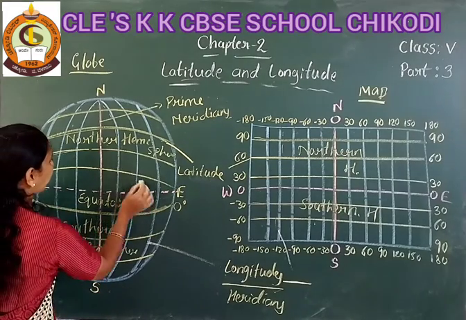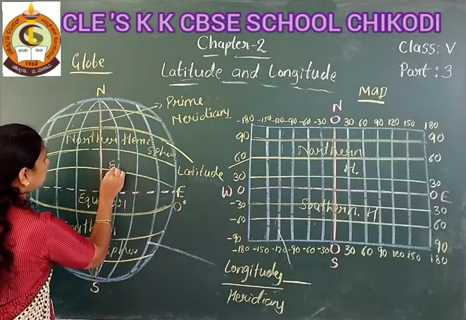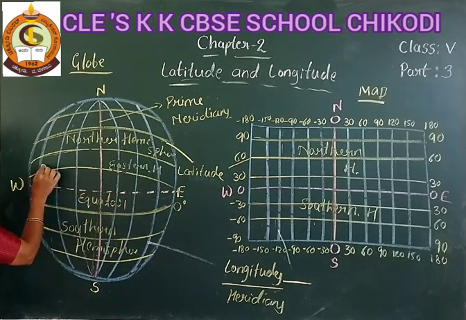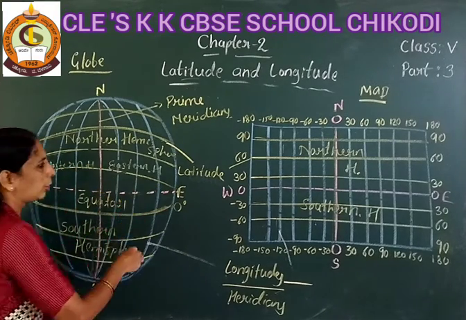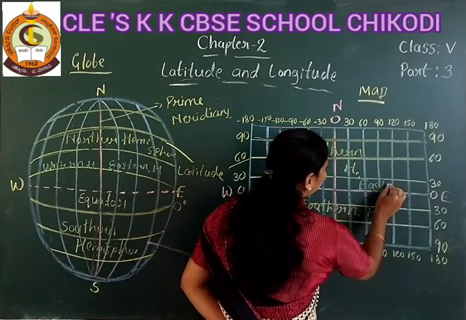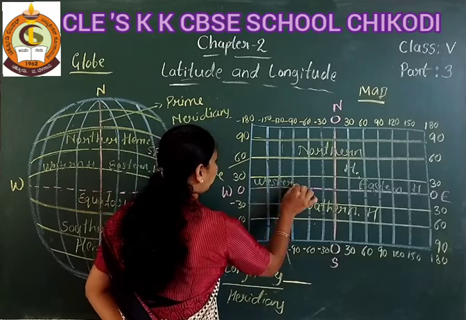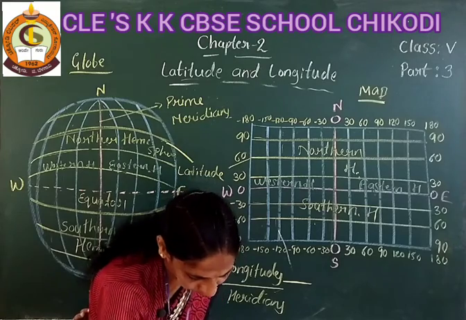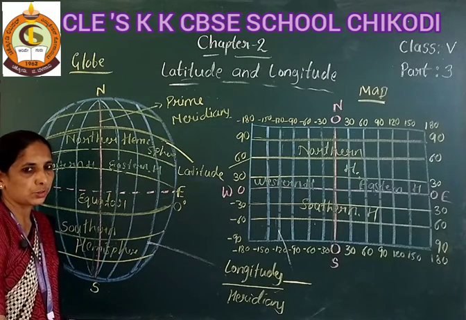So those hemispheres are here: the eastern hemisphere and the western hemisphere. See on your map, this part is the eastern hemisphere and this is the western hemisphere. Okay students, so these are the latitudes and longitudes.